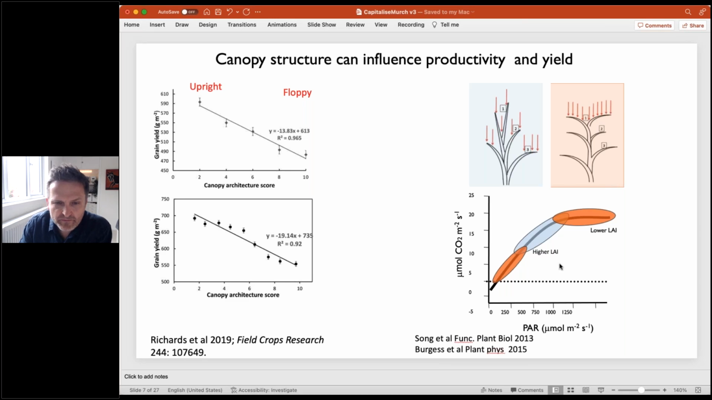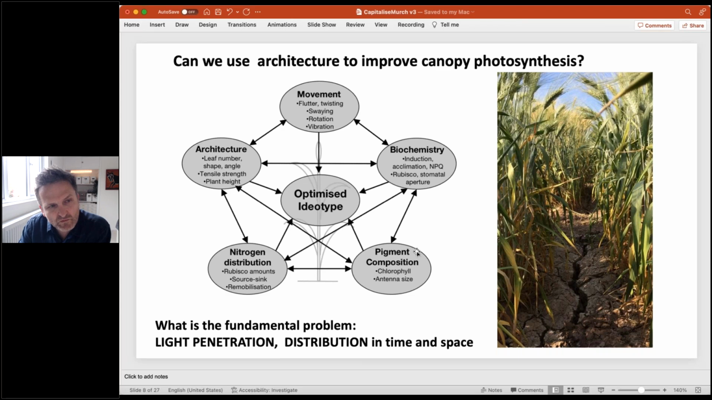Okay, so it seems that we can use architecture to improve canopy photosynthesis, and there are a number of things to think about here. Not just the architecture of the canopy itself, but also things like the distribution of pigment composition, chlorophyll, and antenna size. And of course, biochemistry interacts with this in ways we don't fully understand, as I'll come on to. But I want to talk about movement, which is something that's less considered, but possibly very important.